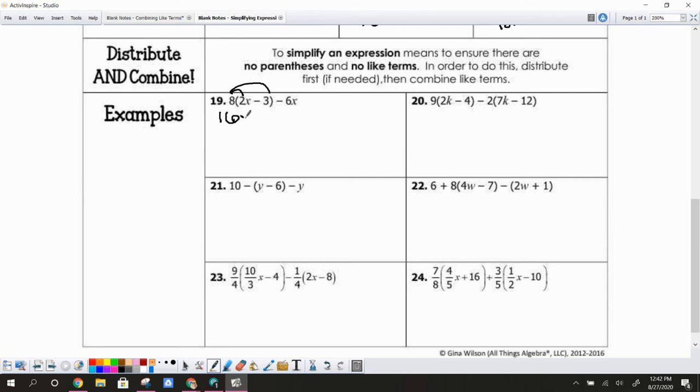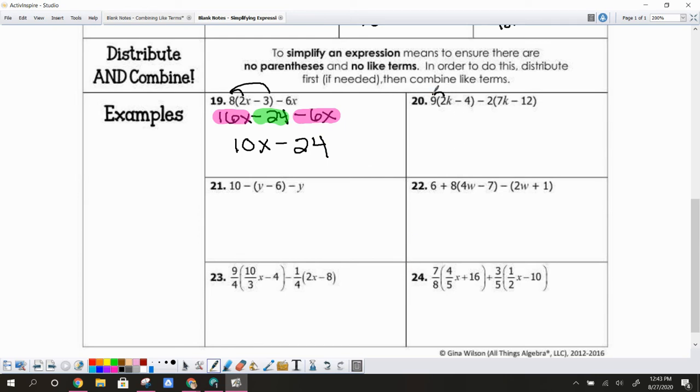So 8 times 2 is 16x. 8 times a negative 3 is negative 24. Bring down the minus 6x. And then I can go ahead and do my combining like terms, just like we did yesterday. So 16 minus 6, that's a 10x. And then bring down the minus 24.